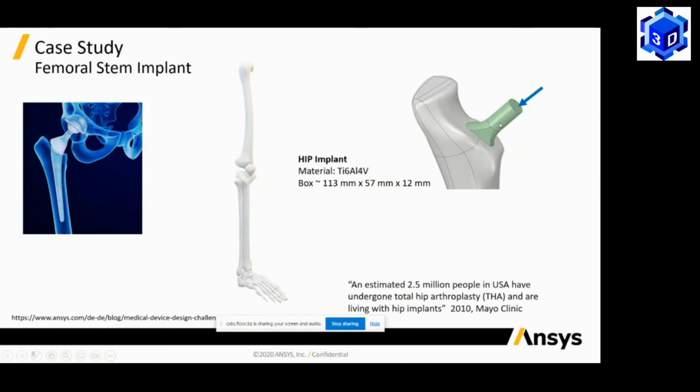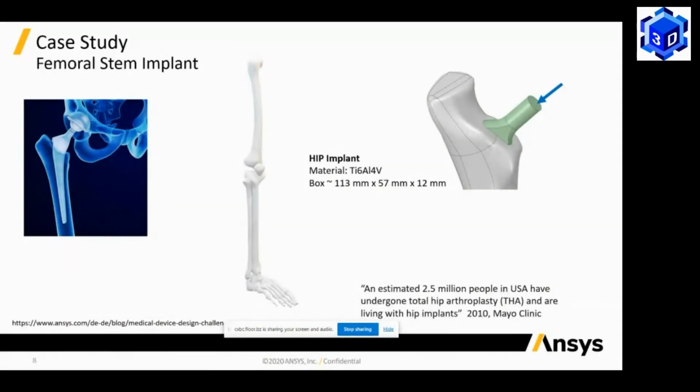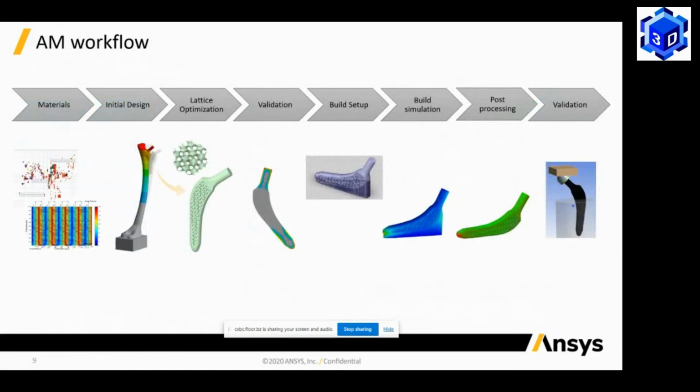So that's why we have taken this example here, where the hip implant is made up of Ti6Al4V alloy. And what we have done is that we have taken this traditional implant here, which is solid, and we have performed the FE analysis on this, and we have optimized this implant to have lattice structures here. So I'll show you that workflow here.